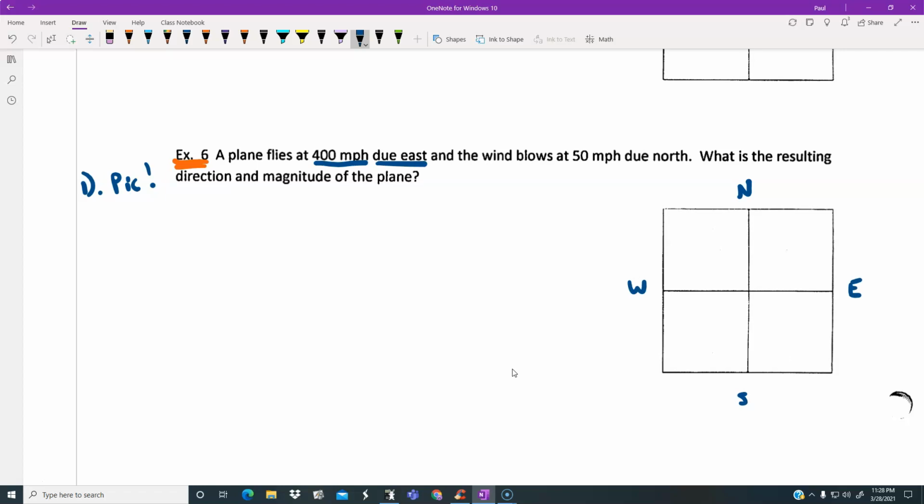Some people have never looked at a compass, and you wouldn't believe they can't tell you which way east is. Okay, we got it now. East, that way. That's the way the plane's flying. Now to draw that actual vector, it would be going out in this direction at 400 miles per hour. That is how fast it's traveling.